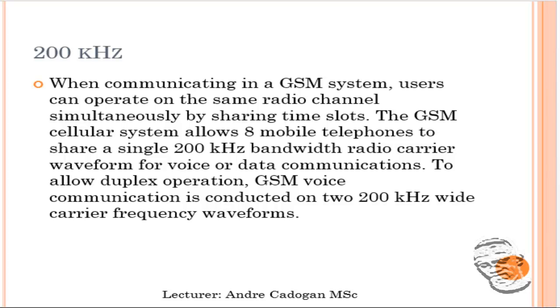Alright, so when communicating with the GSM system, users can operate on the same radio channel simultaneously by sharing time slots because of TDMA, which is the multiplexing technology that is being used on the GSM architecture. So for example, if a cellular system allows 8 mobile telephones to share a 200 kilohertz band radio carrier waveform for voice and data communication, it causes what you call full duplex operation. So it's not a walkie-talkie system, which is half duplex, or simplex, which is just one-way communication on a normal radio band found in frequency modulation. We use simultaneous communication in GSM architecture, so both people could talk at the same time.